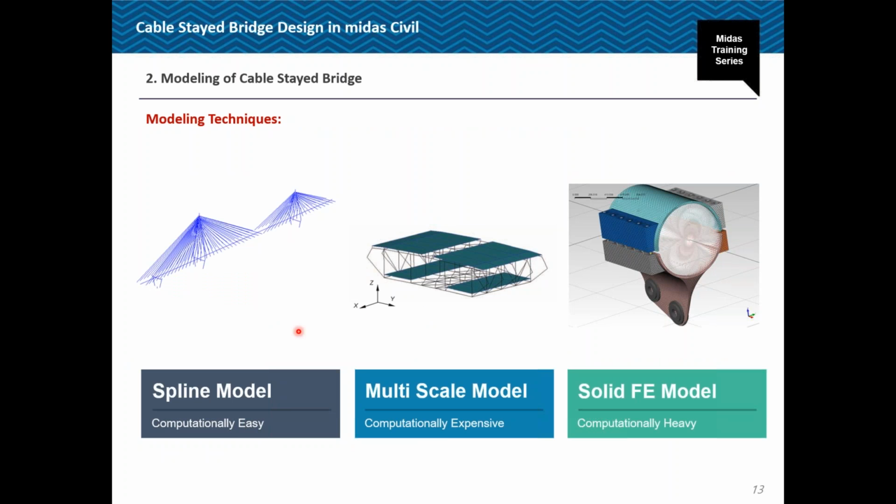Starting from the modeling techniques, we can model a cable stayed bridge in three types. First can be a spline model to accurately get the initial pretensions. For local analysis, you can go for a multi-scale model or solid FEA model, where 3D solid elements can be used. Something like an anchorage location of a cable stayed bridge can be locally analyzed, and a stress analysis can be performed.